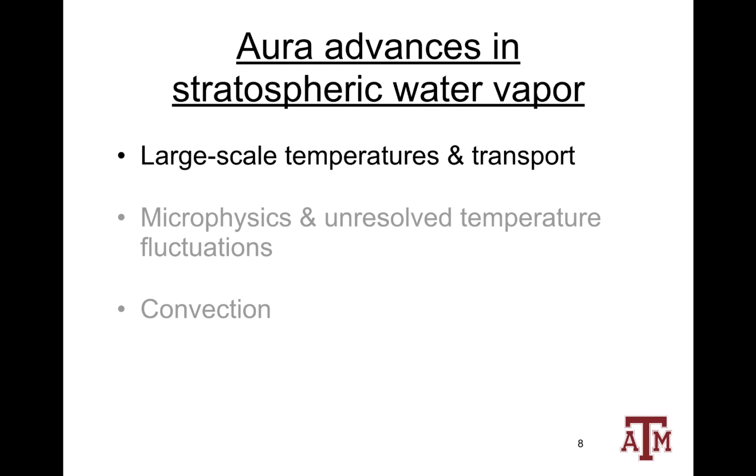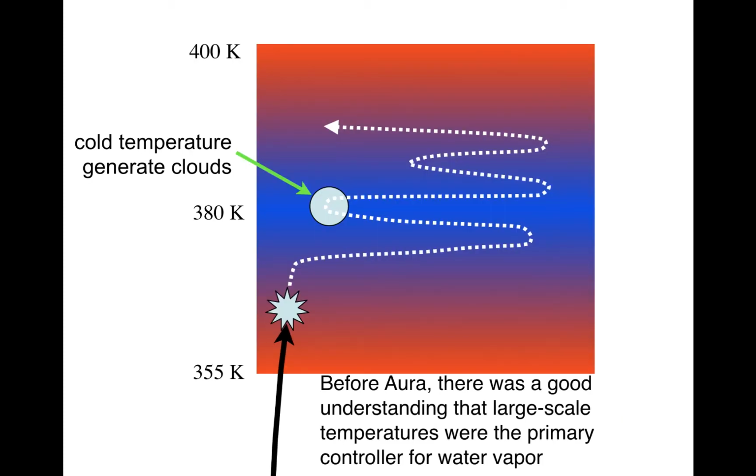It was understood even before Aura, in fact it goes all the way back to Brewer. Brewer is the one who really understood that the water vapor in the stratosphere was set by the large-scale temperature of the tropopause. And so a lot of the analyses that were done compare stratospheric water vapor to the temperatures, the minimum temperature in the TTL.